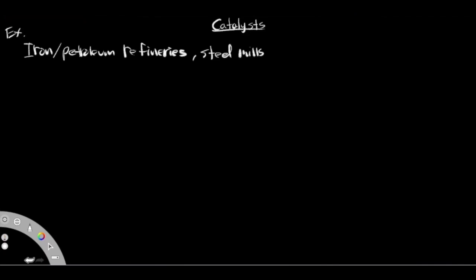Now, before we get into the specifics of the catalyst, I just want to give you a few examples of environmentally draining and damaging industrial processes, and then we'll segue into the specifics of catalysts. So iron or even petroleum refineries can be very damaging to the environment. And let's even say steel mills are bad for the environment.